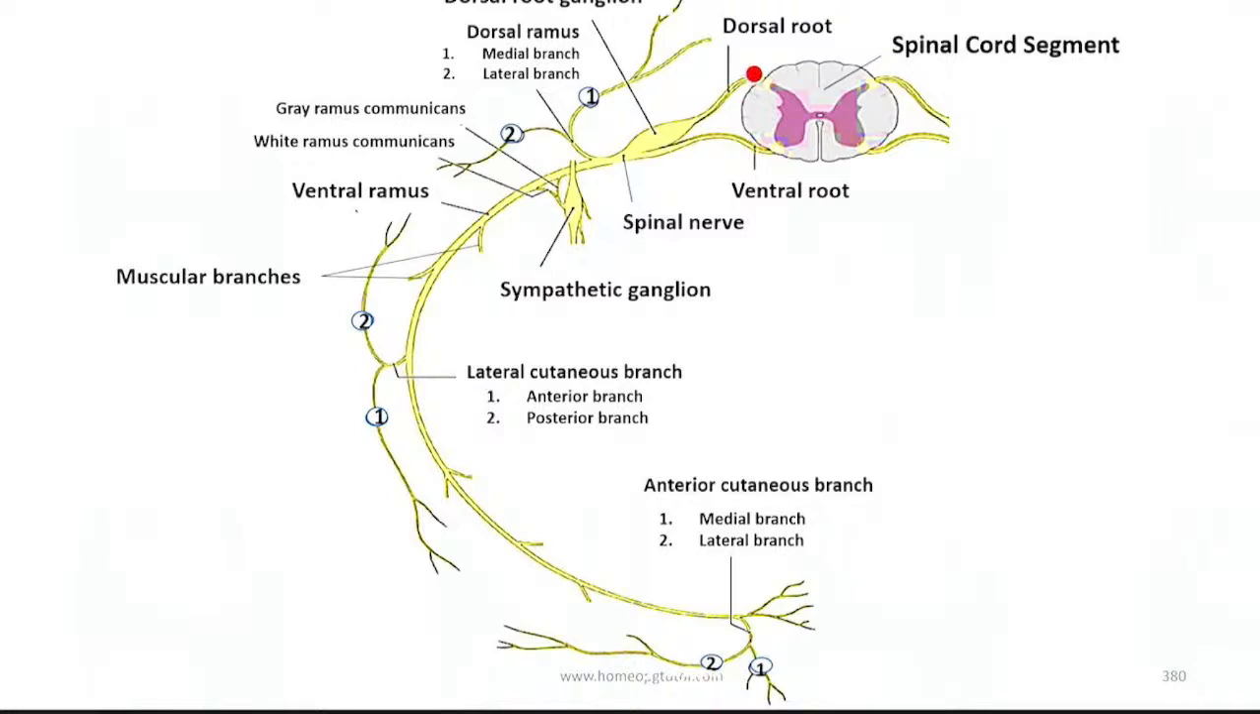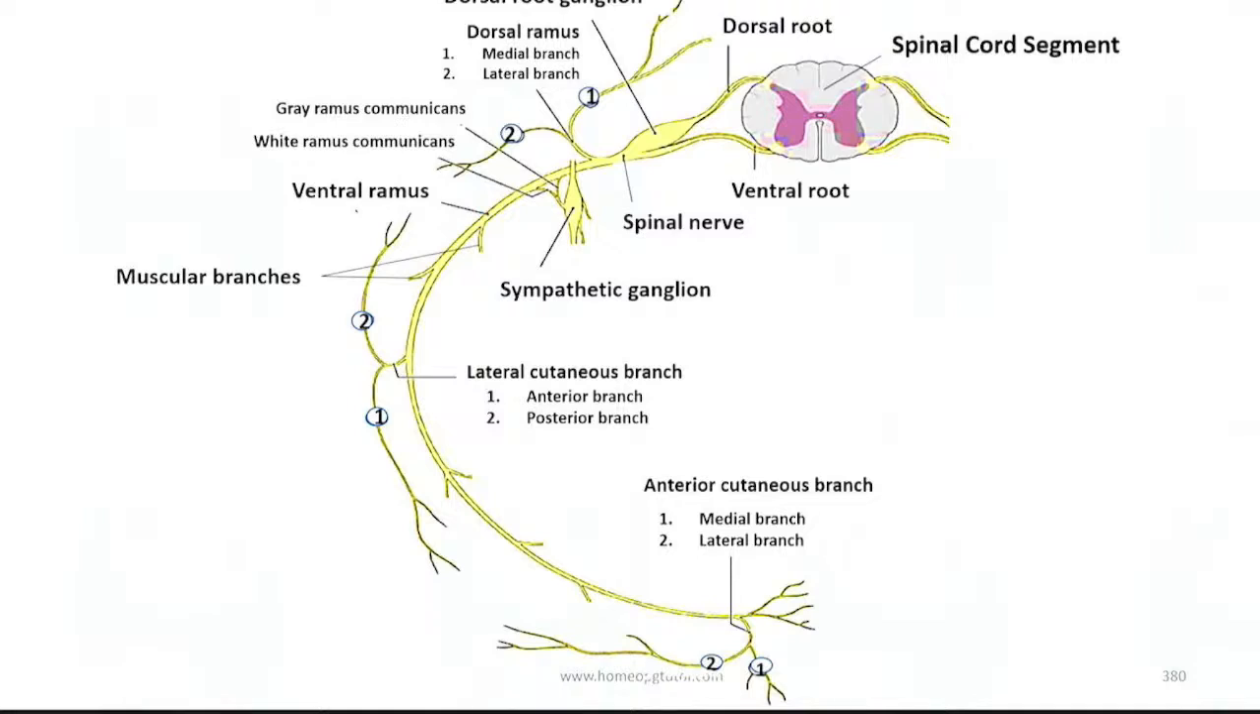Remember, it has a dorsal and a ventral root. In the dorsal root we have a ganglion called the dorsal root ganglion. Afterwards, when they join together, we have a spinal nerve. The spinal nerve again gives out divisions, first the anterior and posterior divisions, and those divisions again give off branches. That is why we have a cutaneous branch, a muscular branch, and sympathetic ganglion branches. On both sides the same thing occurs.